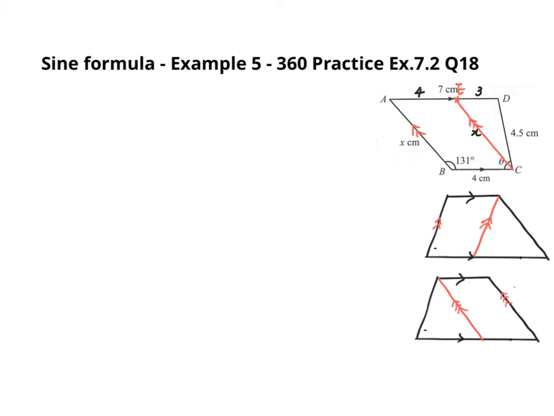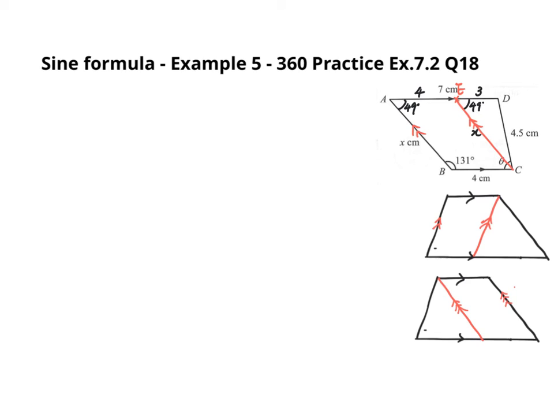Besides, angle EAB and angle ABC are interior angles, so angle EAB plus angle ABC is equal to 180 degrees. So angle EAB is equal to 180 degrees minus 131 degrees. It is equal to 49 degrees. Moreover, BA is parallel to CE, so angle DEC is equal to angle DAB, which is 49 degrees.